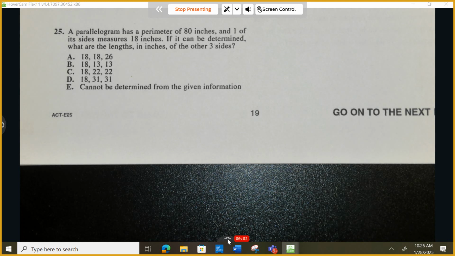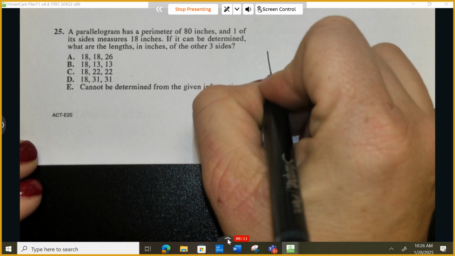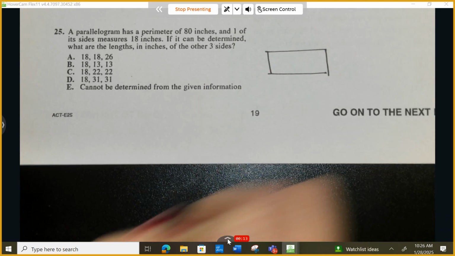A parallelogram has a perimeter of 80 inches. So you add up all the way around, we have 80. And one of the sides measures 18. So let's draw a rectangle, which is a parallelogram.